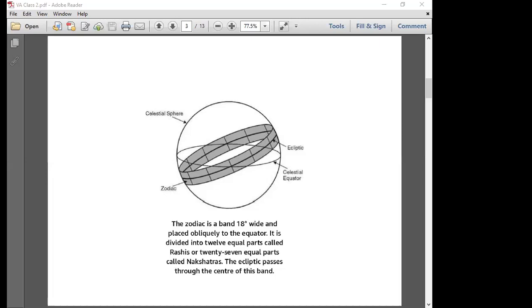Now, this apparent path of the sun along the zodiac is known as the ecliptic. The ecliptic passes through the center of the zodiac, and it is inclined at an angle of 23 degrees 28 minutes precisely to the plane of the equator.